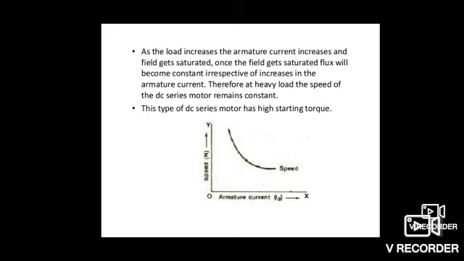As the load increases, the armature current increases and the field gets saturated. Once the field gets saturated, flux will become constant irrespective of increase in the armature current. Therefore, at heavy load, the speed of the series motor remains constant. This type of DC series motor has high starting torque. So, a DC series motor should be operated with load.